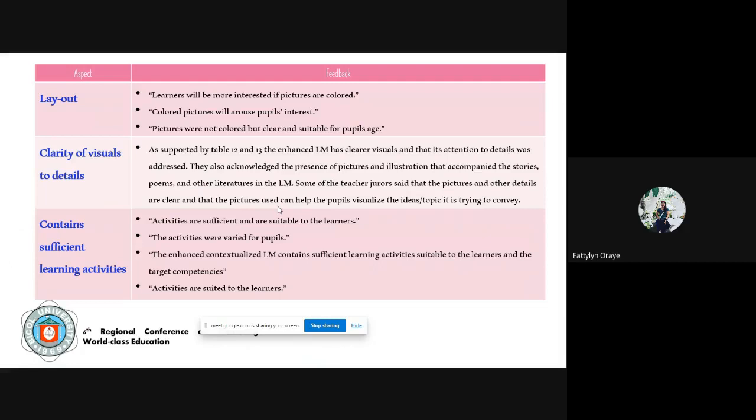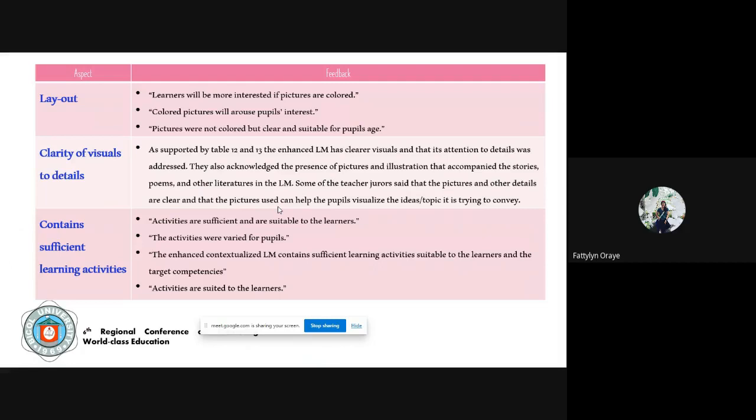In terms of layout, according to them, learners will be more interested if pictures are colored. Colored pictures will arouse pupils' interest. Pictures were not colored but clear and suitable for pupils' age. The researcher opted for black and white for the ease of production of the LM.